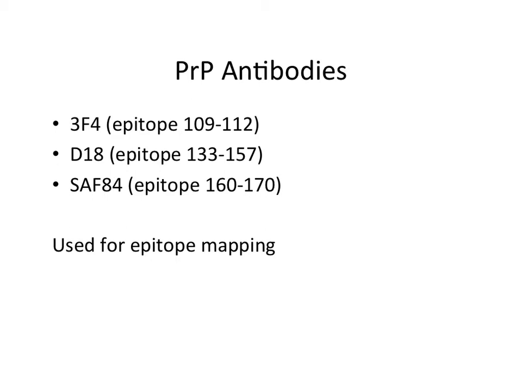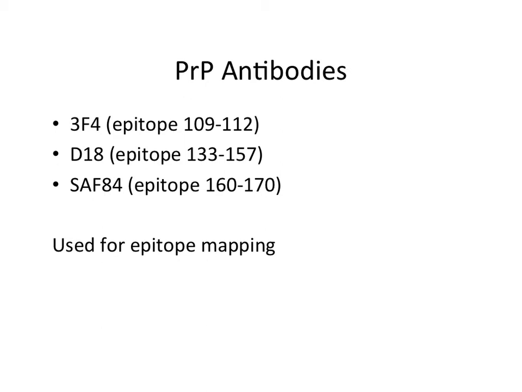Okay. So now we're down to techniques, just a few more bits of information. There are 3 different antibodies that they're going to use in this paper, so I just wanted to point them out. They're called 3F4, D18, and SAF84. Those 3 antibodies recognize 3 different regions of the prion protein. And so what you can do with these is ask which regions, that is amino acids, so amino acids 109 to 112, 133 to 157, and so on, are those regions folded in the structure that those antibodies recognize, or are they folded in a new way that those antibodies can't recognize?